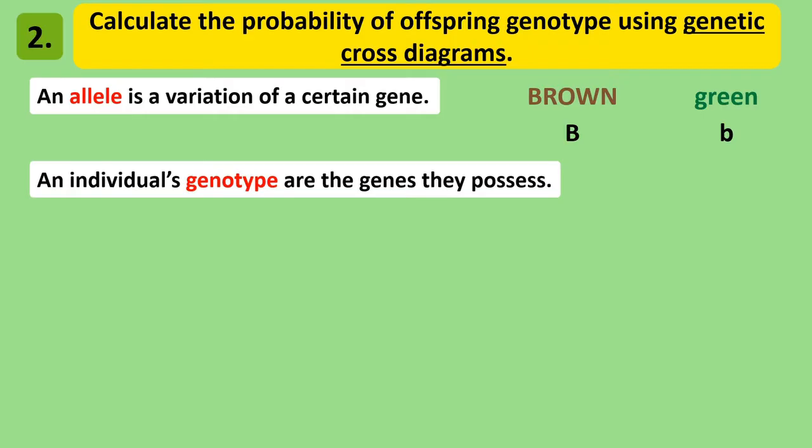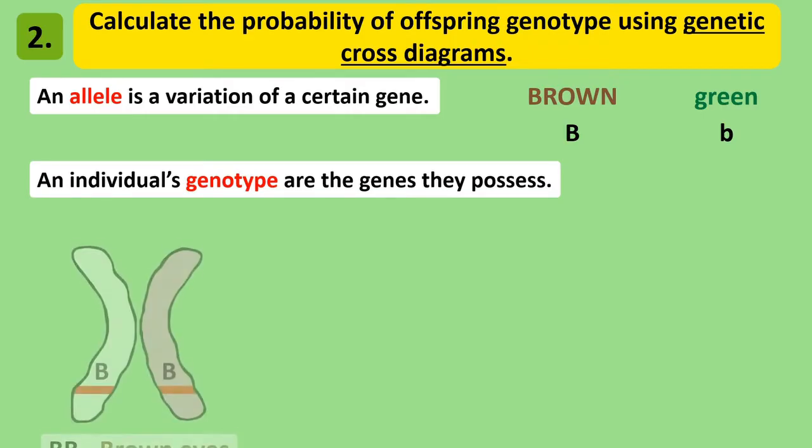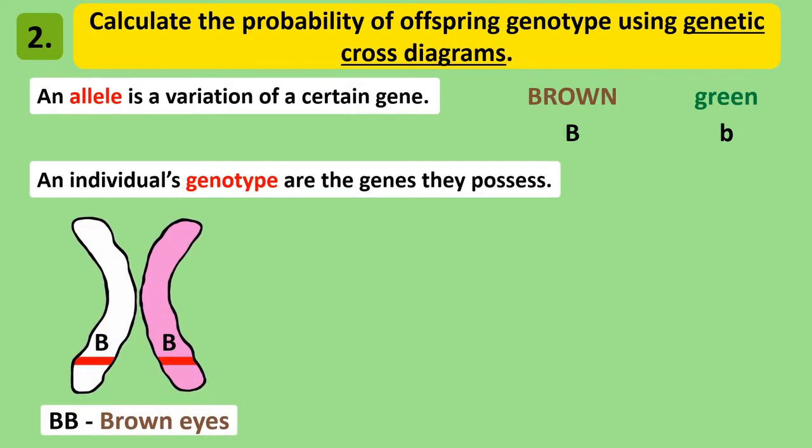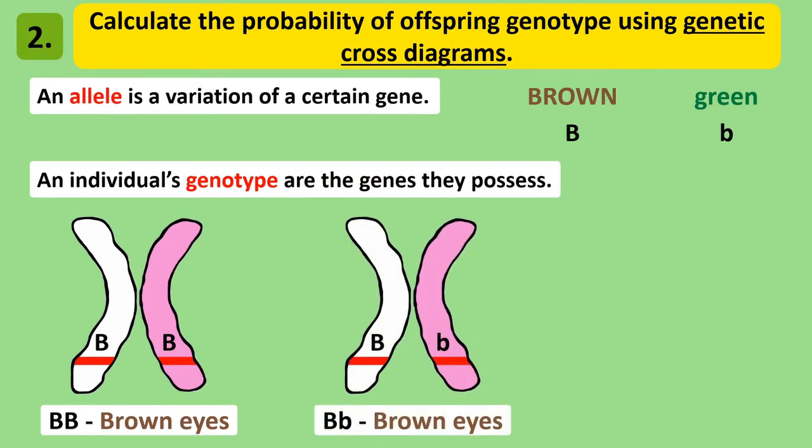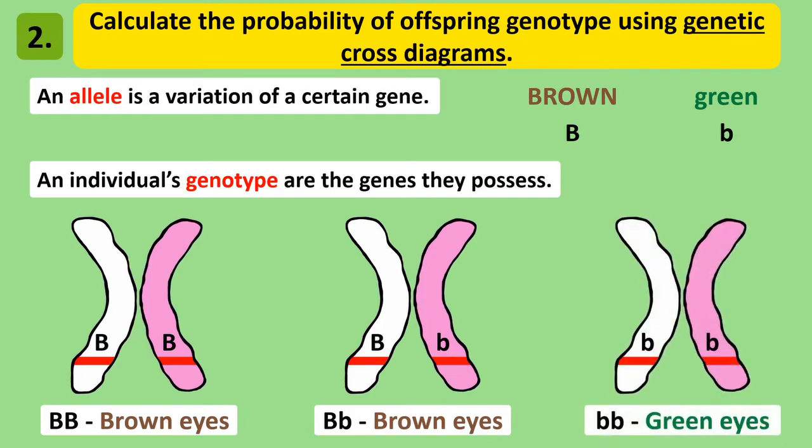A person's genotype are all the genes they possess. For eye colour, if a person carries 2 brown alleles, their genotype is represented by 2 capital letter Bs, and they'll express or show brown eyes. If they possess 1 brown and 1 green allele, we use a capital B and a small b to present their genotype, and because brown eyes are dominant, they'll express brown eyes. Finally, if they possess 2 green alleles, they have a genotype of 2 small b's and express green eyes.